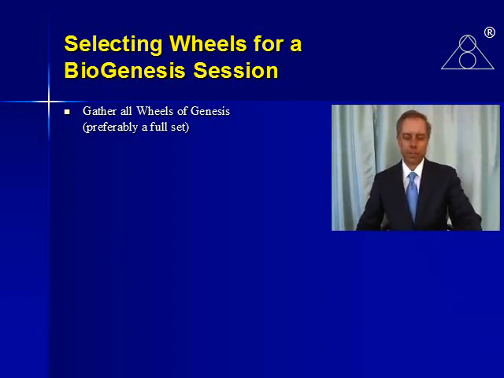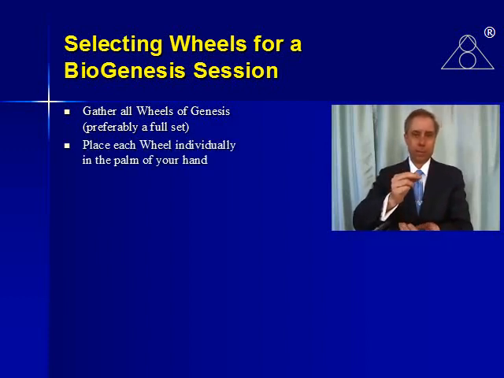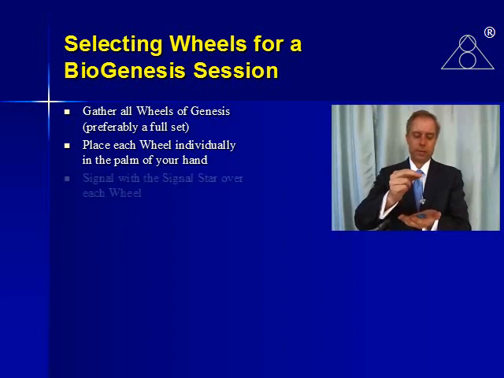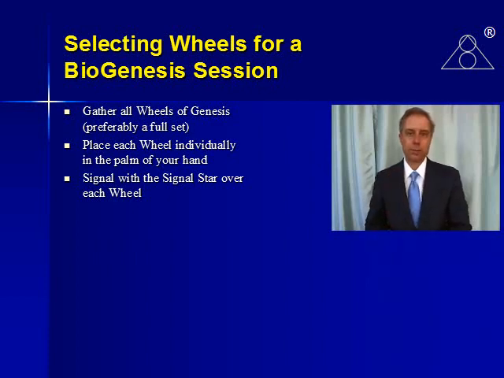You are going to be holding each wheel individually in the palm of your hand. And just as we did with the BioTrinity, take the signal star and hold it over the wheel, 1 to 2 inches over the wheel, and notice how the signal star moves. Does it give a positive indicator? Does it give a negative indicator? Or does it give a neutral indicator? Then position the wheels into 3 different piles based on the indicator that you receive for those wheels.